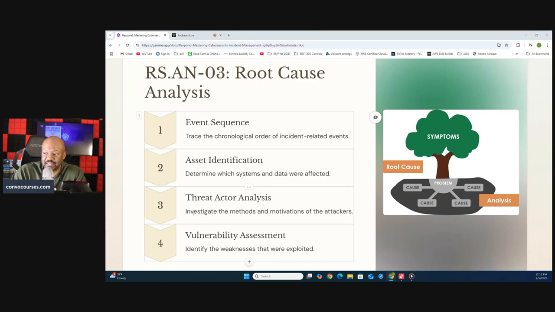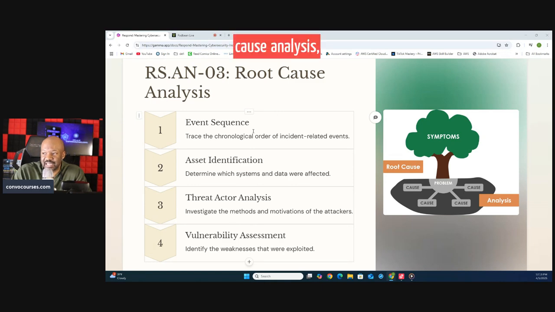Threat actor analysis: investigate the methods and motivations of the attacker. If there was an attacker, why did this happen? What were their motives? Are they just trying to stop us, or are they trying to pull out data and steal it, or embarrass us? What's the motive behind all of this? And does it even have a threat actor? Because sometimes it doesn't. What vulnerabilities did they exploit? How did they get in? If there was somebody in, what did they exploit? What was the weakness that made this all happen?